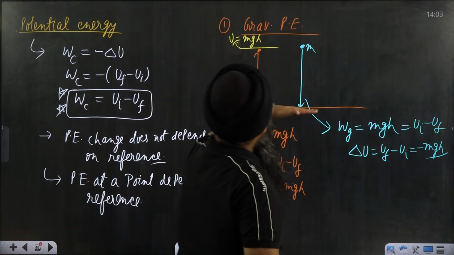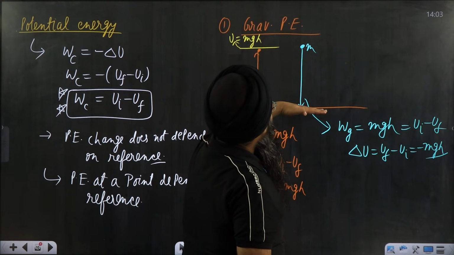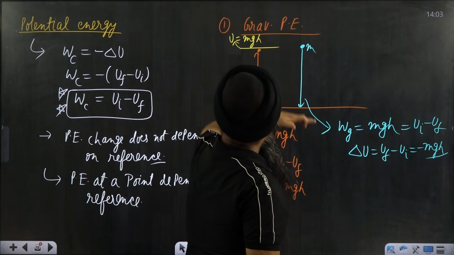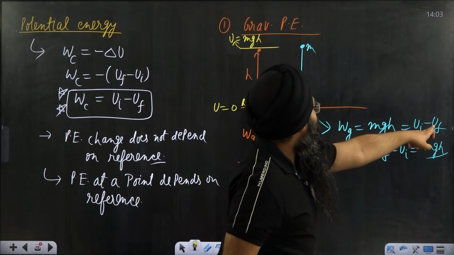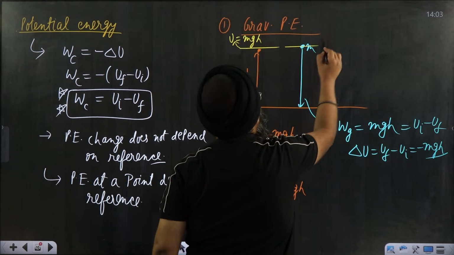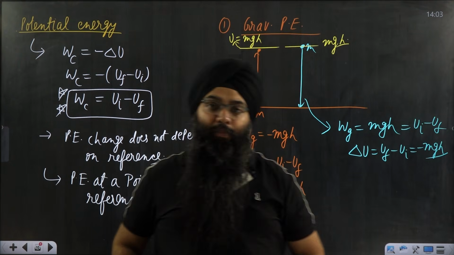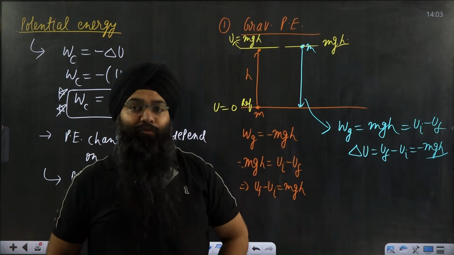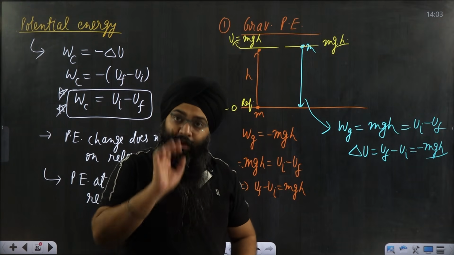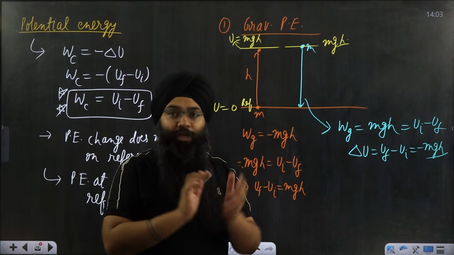And since I am taking this as my reference, here potential energy is 0. So here it will be how much? Now in this case, U final is 0. So if you put U final as 0, then here also you will get potential energy to be mgh. So always remember, if you want to define the potential energy at a point, then you have to tell the reference. Then only you can find the potential energy at a point.